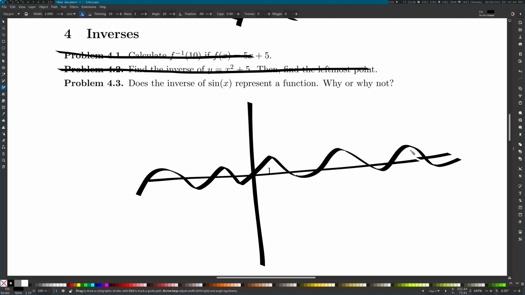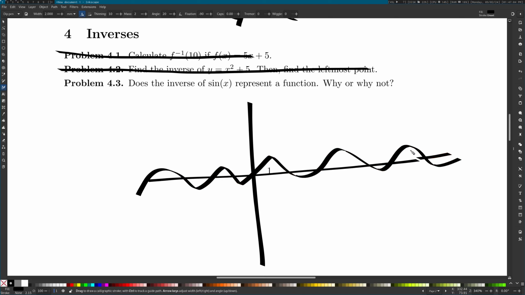Wait, for the inverse of the sine of x, I thought it was horizontal. Don't you use the horizontal line test for inverses? We did the horizontal line test, and we see that it's not a function. We draw a line. Oh, so that's the inverse.